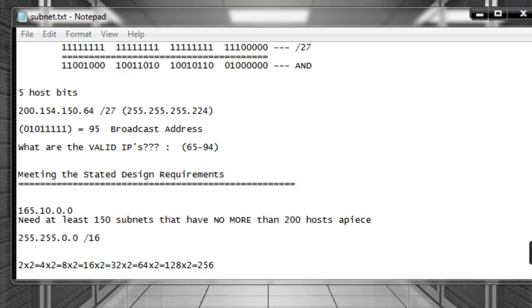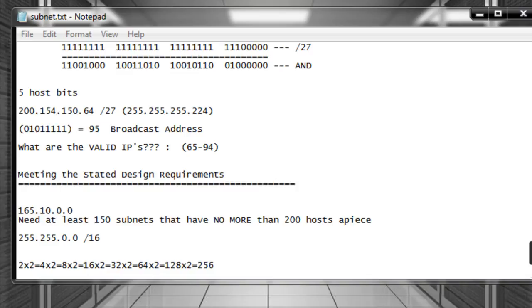If we did just that and moved on, we met only one of the requirements. Because what it also said was no more than 200 hosts per subnet. And if we had gone on to actually figure that out, if we borrow 8 subnet bits here, how many host bits do we have left? We had 16, borrowed 8, and that leaves 8 host bits.